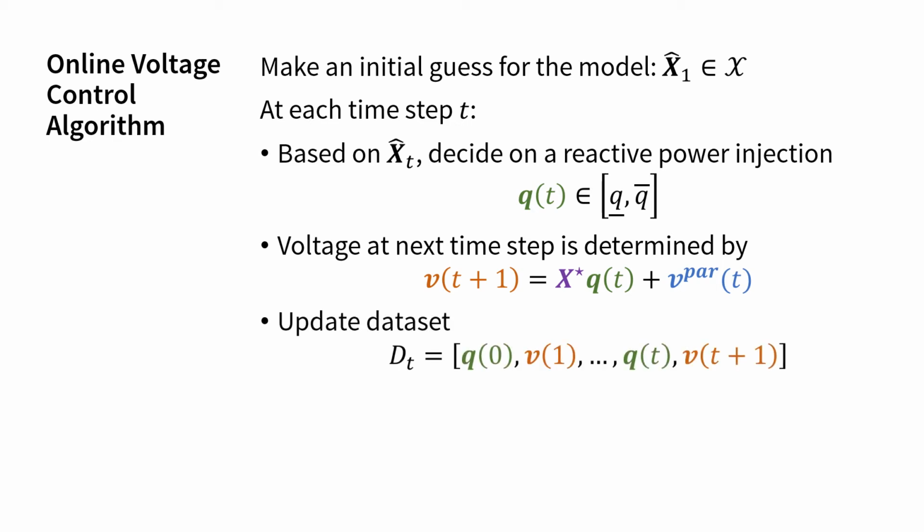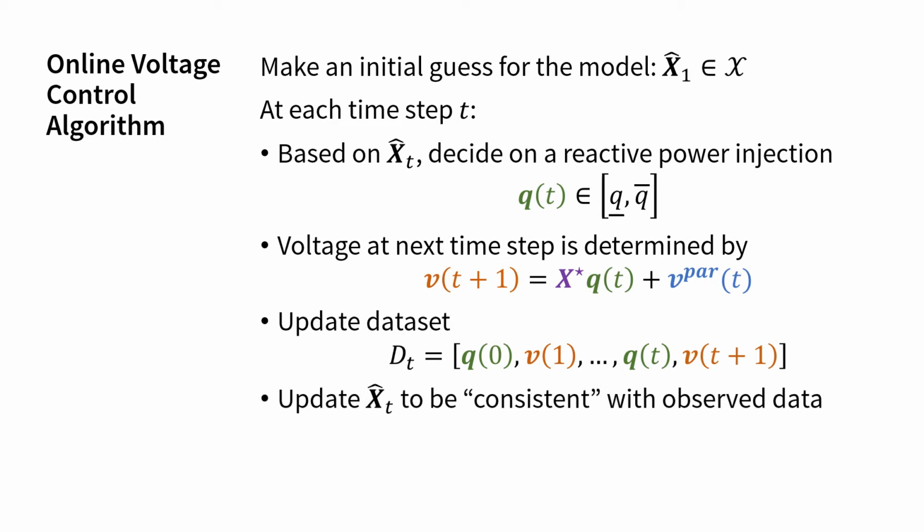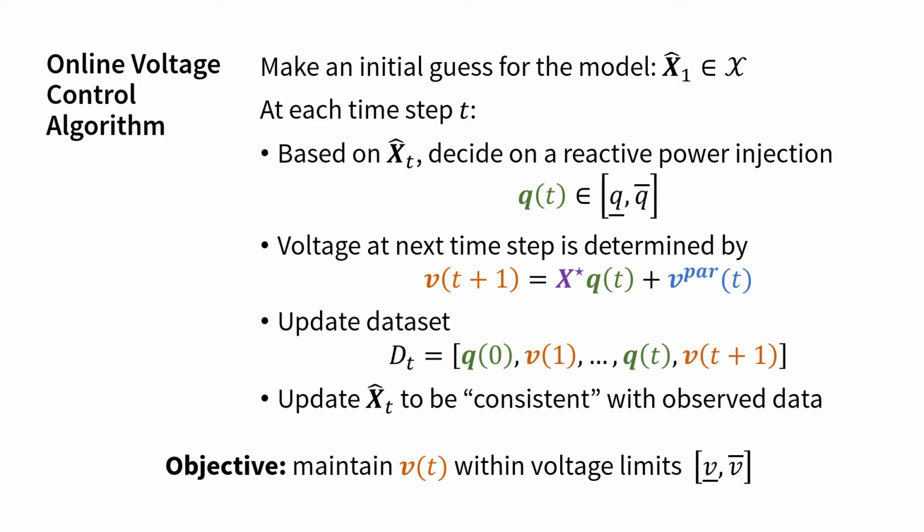We can add our chosen reactive power injection, Q of t, and the observed voltage, V_{t+1}, to a data set of historical observations. Finally, we update our guess to be consistent with the observed data. In a moment, I will explain what I mean by consistent. This procedure repeats for each time step, and our objective is to maintain the voltage within a pair of given voltage limits. There are two key steps in this algorithm. I will first discuss how we use our accumulated data set to approximately learn the unknown model via consistent model chasing. Later, I will mention how we borrow ideas from robust control for picking a reactive power injection point based on our guess of the model.